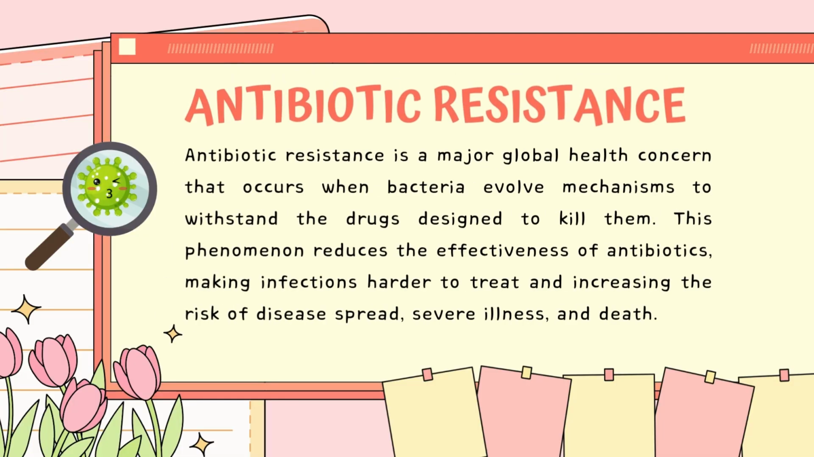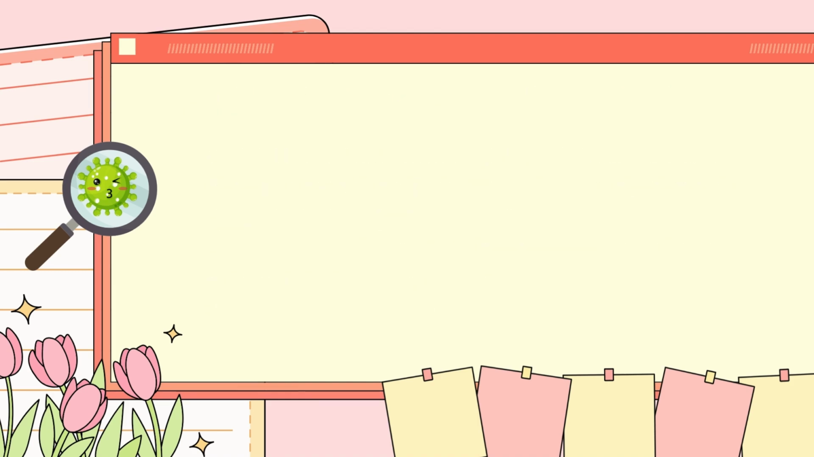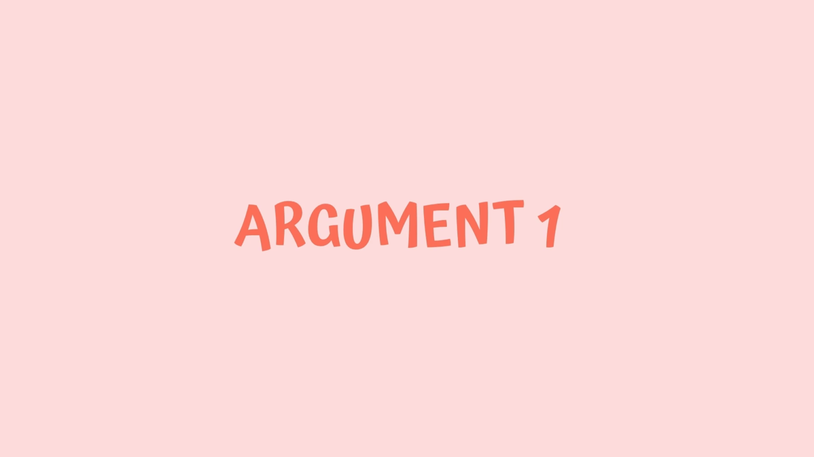Antibiotic resistance is a condition where bacteria evolve the ability to resist the drugs designed to kill them. This phenomenon reduces the effectiveness of antibiotics, making infections harder to treat. So, in this video, we have prepared three arguments to build the logical chain. Now let us proceed to the first argument.